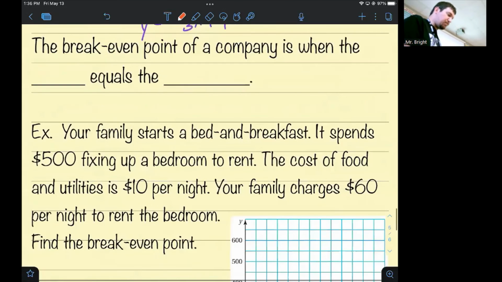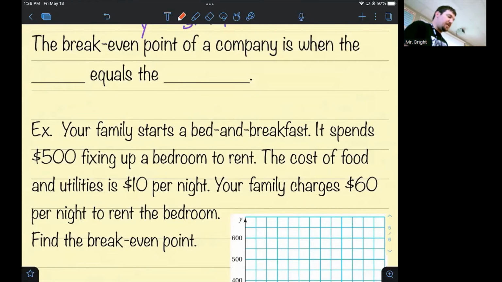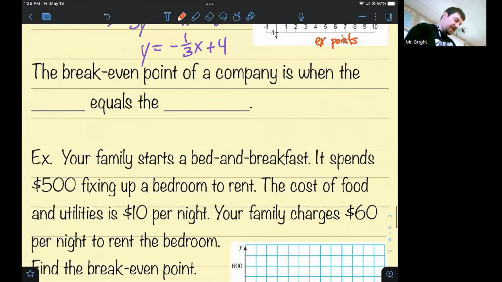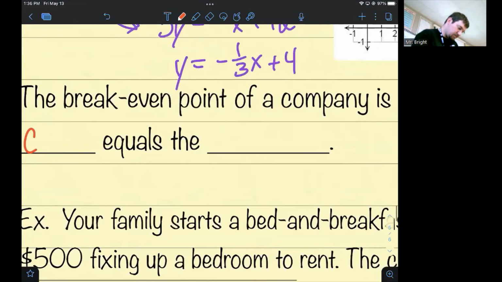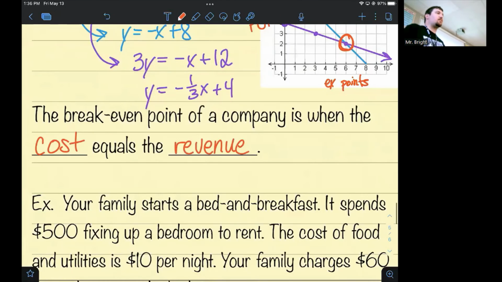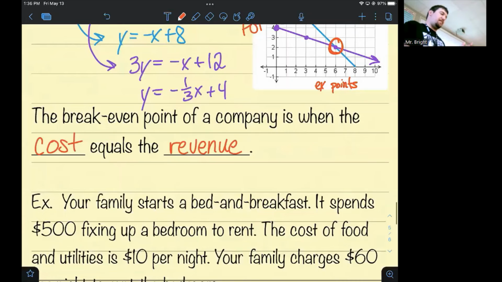All right, the break-even point. The break-even point of a company is when the cost equals the revenue. Now, if you don't know what cost and revenue are, if you own a company, the cost is all the expenses you have. You have to pay for the lease on the building. You have to pay for the electric in the building. You have to pay your employees' health care insurance. You have to pay their salaries.